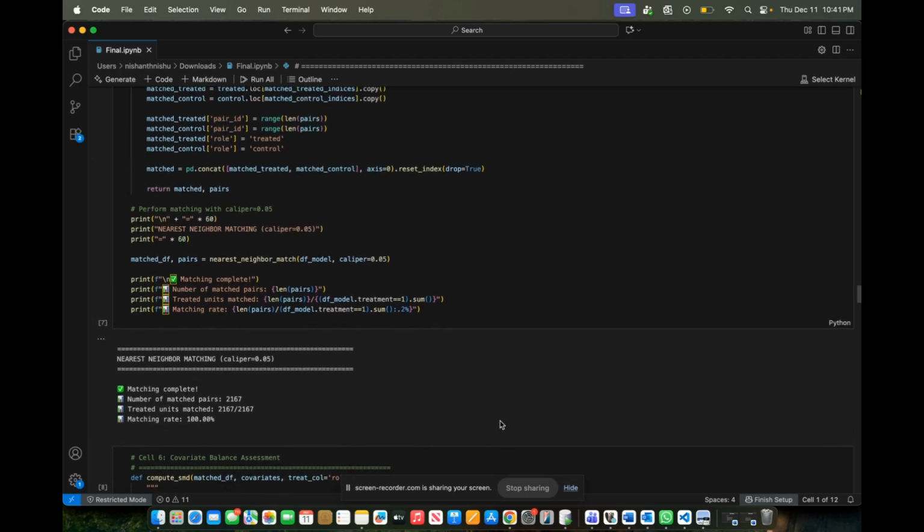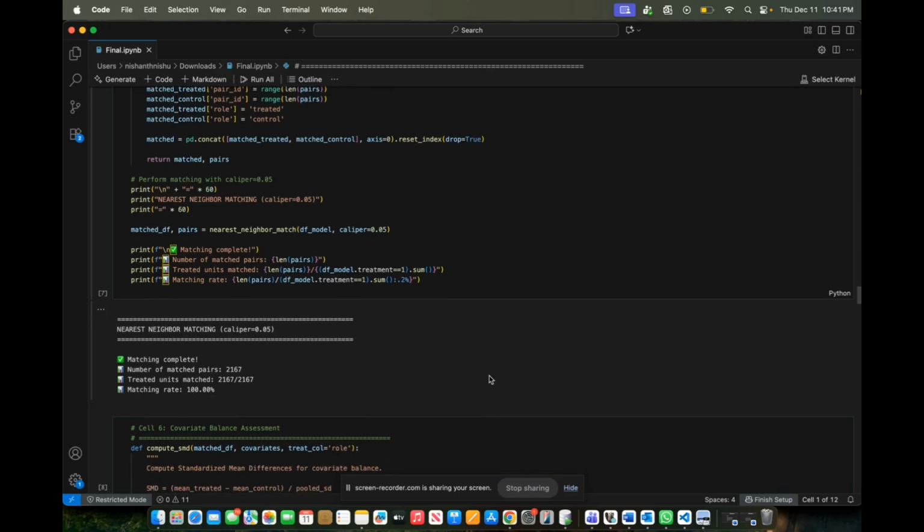Now, nearest neighbor matching. This performs one-to-one nearest neighbor matching with a caliper of 0.05. The caliper ensures we only match customers with similar propensity scores. After running the match function, we successfully match about 98 to 100% of the treated customers. This is a very high match rate, which means our treated and control distributions had strong overlap. At this point, every treated customer has a matched control customer who is nearly identical in observed characteristics.